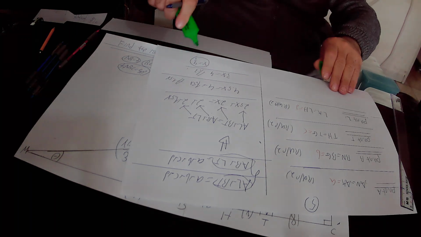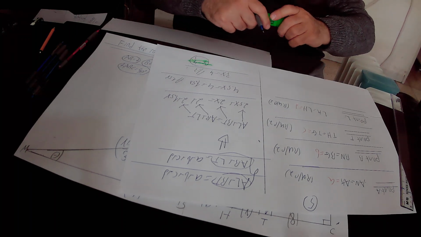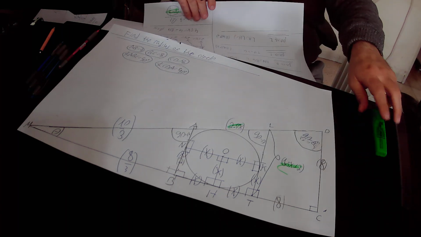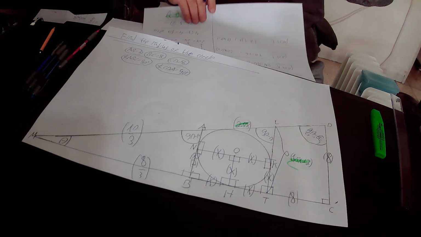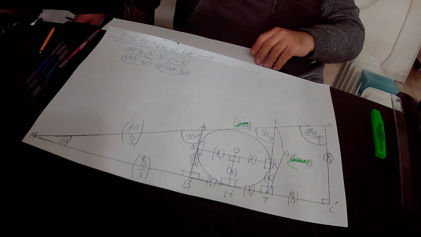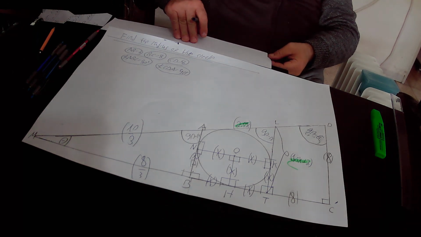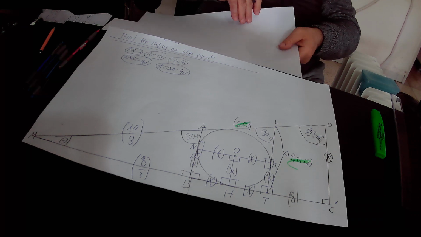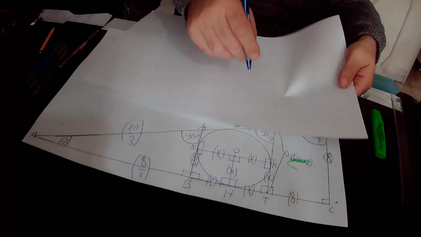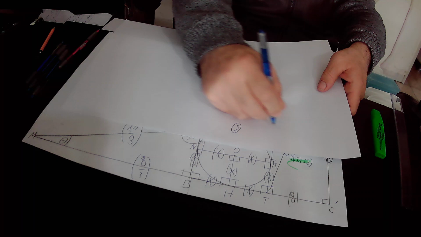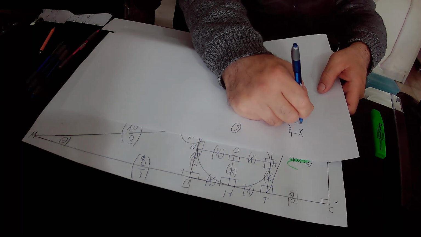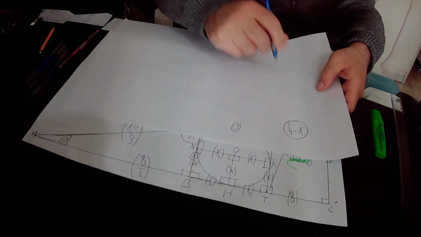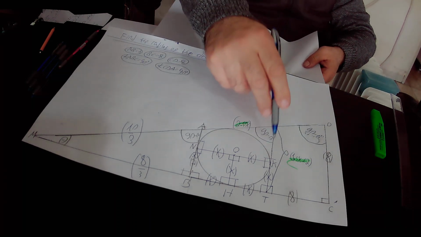So we actually found out that the radius x of this circle equals 4 over 3 units in its length. x equals 4 over 3 units is the radius of the circle. Our mission is to find out the area of this circle.